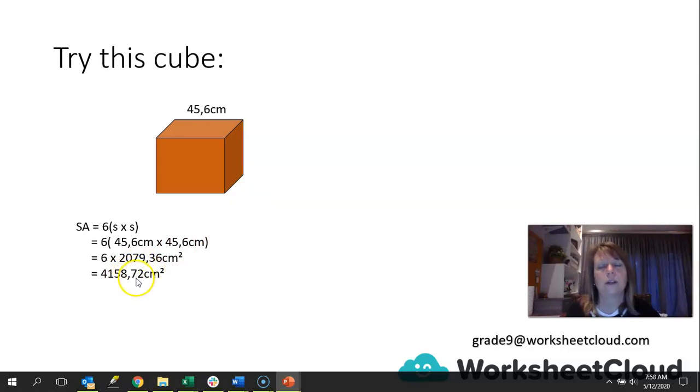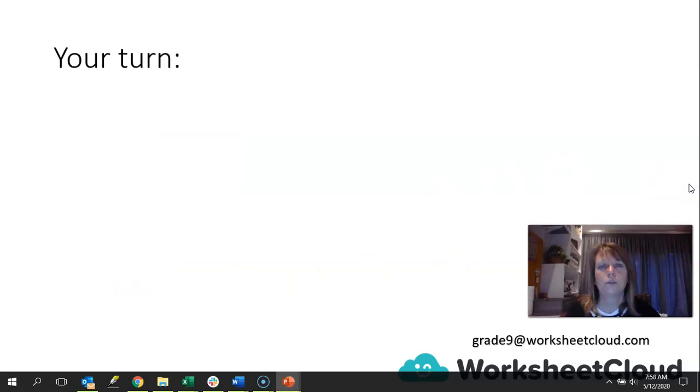Okay, now again, like I said to you just now, you could be asked to round this off to the first decimal place, or you could be asked to round it off to the nearest whole number. So first decimal place would stay as 7 because there's a 2 there, and if it was to the nearest whole number, it would be 4,159.